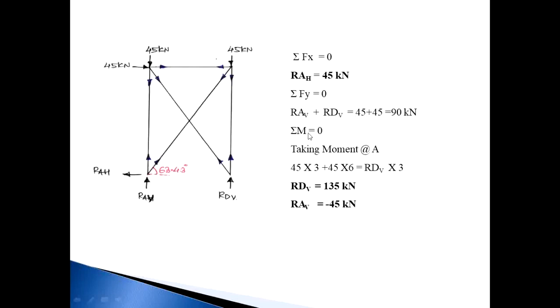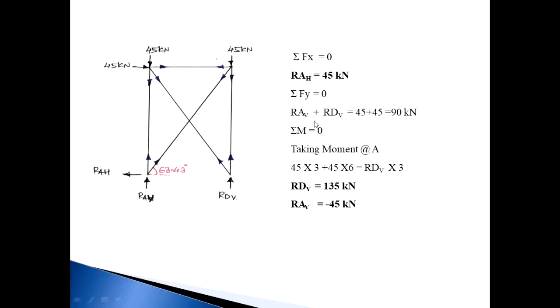Then next, summation M is equal to 0, taking moments about point A. The moment of the 45 kilonewton horizontal force will be 0 because its line of action coincides with point A. Due to the external forces, 2 moments are there, and due to the reactions RDV is the only moment. RAH and RAV will be 0 because their line of action coincides with point A. So 45 into the distance 3, then 45 into the vertical distance 6, and RDV into 3. So the RDV value is equal to 135 kilonewton.